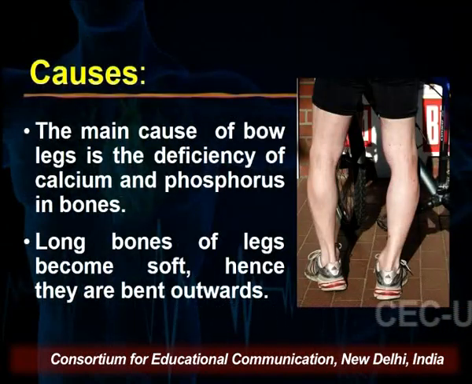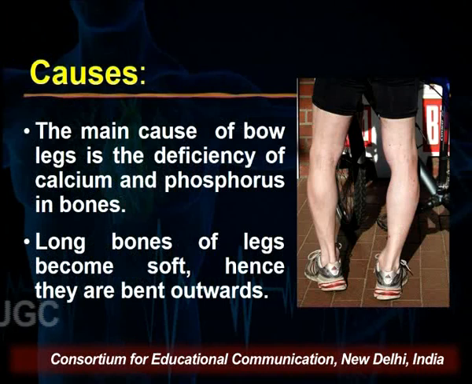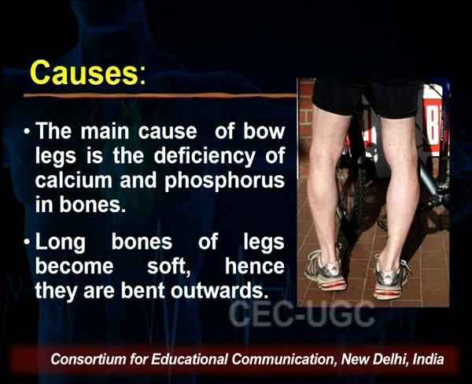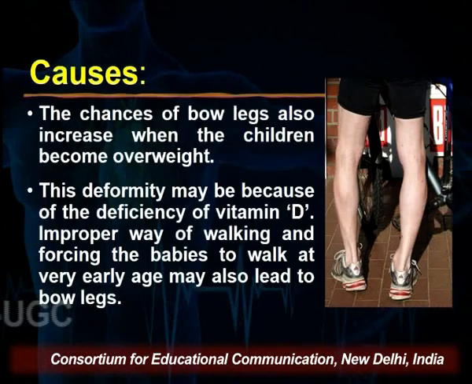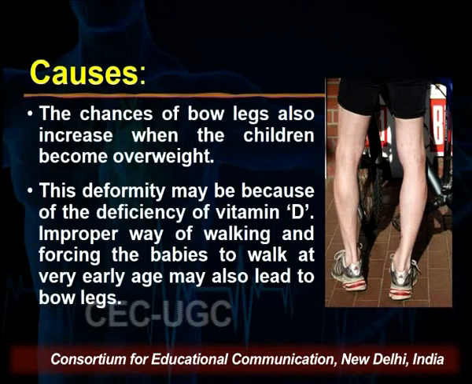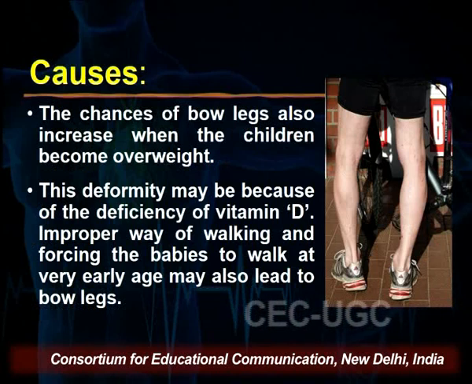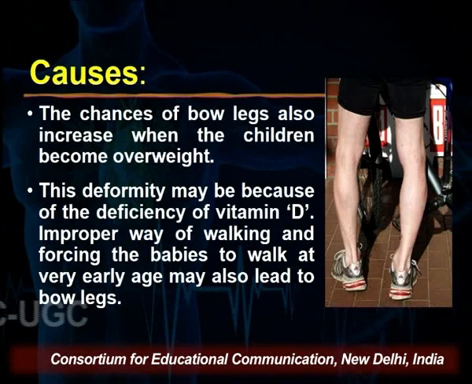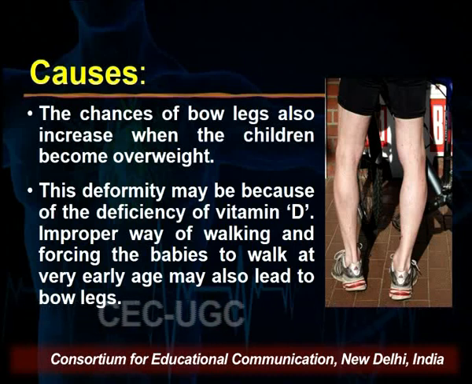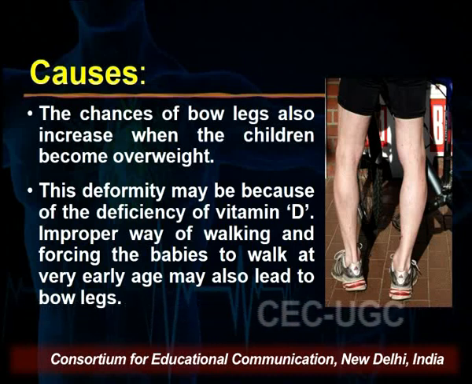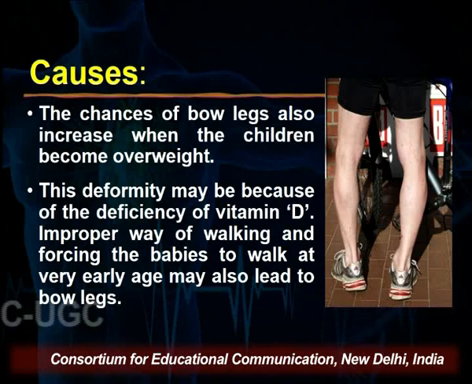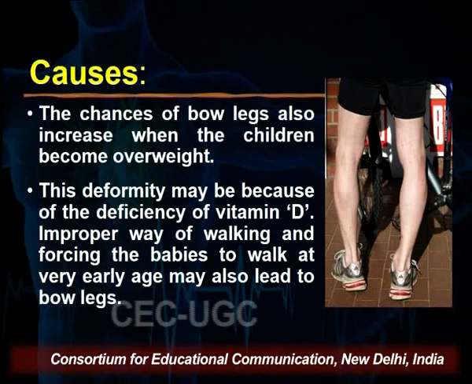Causes: the main cause of bow legs is the deficiency of calcium and phosphorus in bones. Long bones of legs become soft, hence they are bent outward. The chances of bow legs also increase when the children become overweight. This deformity may be because of the deficiency of vitamin D, improper way of walking, and forcing the babies to walk at a very early age may also lead to bow legs.